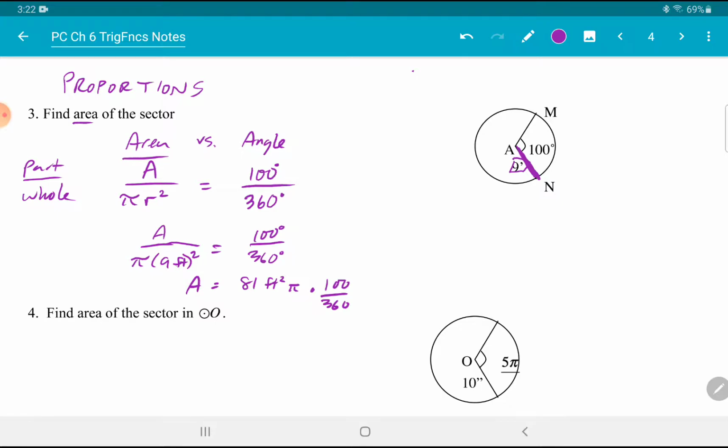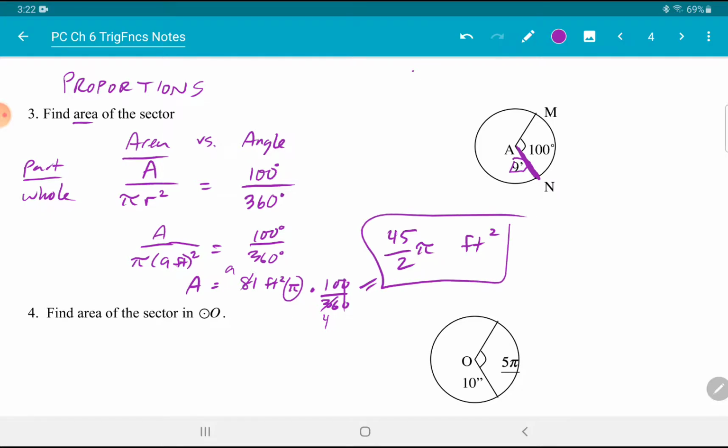By multiplying all this out, there's a little cancellation here. Maybe I should have simplified this a little bit. We're going to see that we get 90 over 4, which is the same as 45 over 2. Don't forget that there's a pi there, and this is in terms of feet squared. So that's going to be our total sector area of this region in purple.